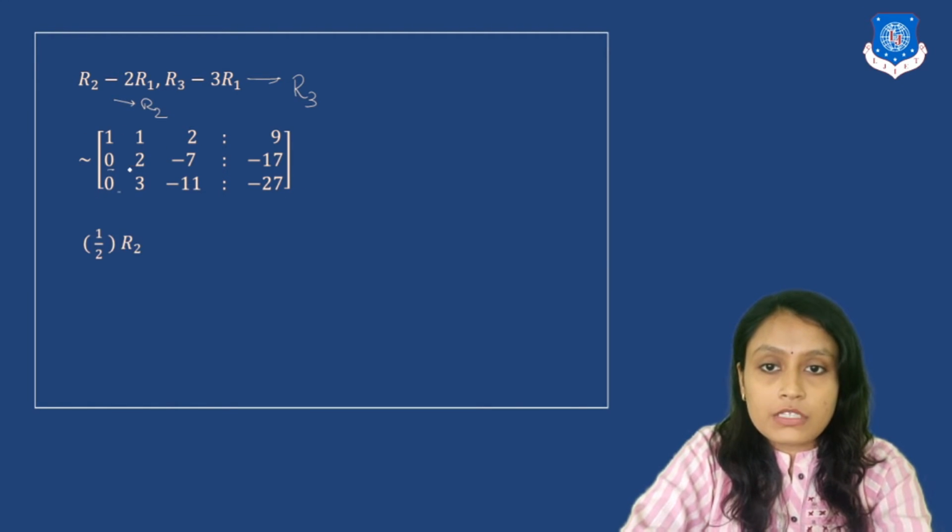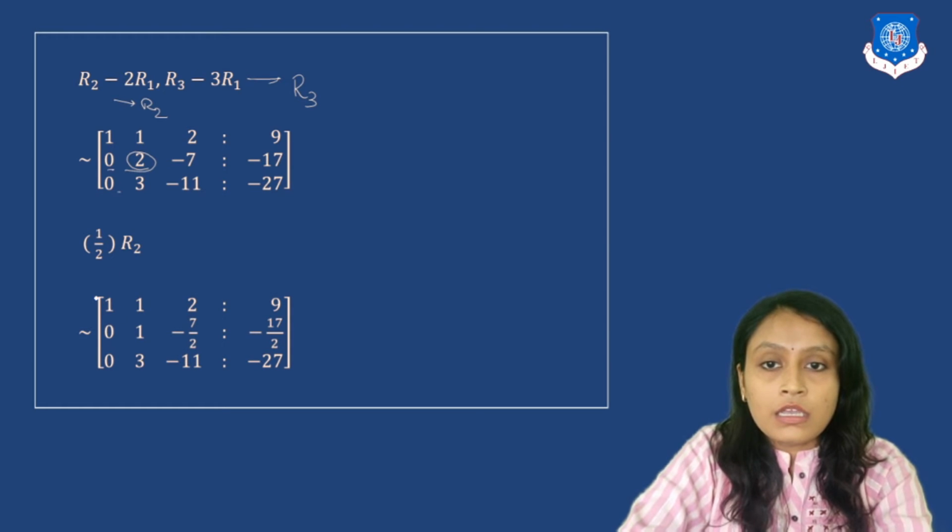Now the next step is to make 1 over here. So we will divide by 2, getting 1 by 2 R2. The first and third rows remain as they are, and we get a change in the second row: 0 1 minus 7 by 2 and minus 17 by 2. Now here we have a leading 1.